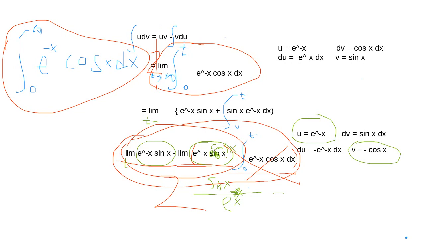So the answer should be e to the negative x sine x minus e to the negative x cosine x. Then we want the limit when t approaches 0, and then what do we have? We have sine x. All right, as long as you got it now. Okay, great.